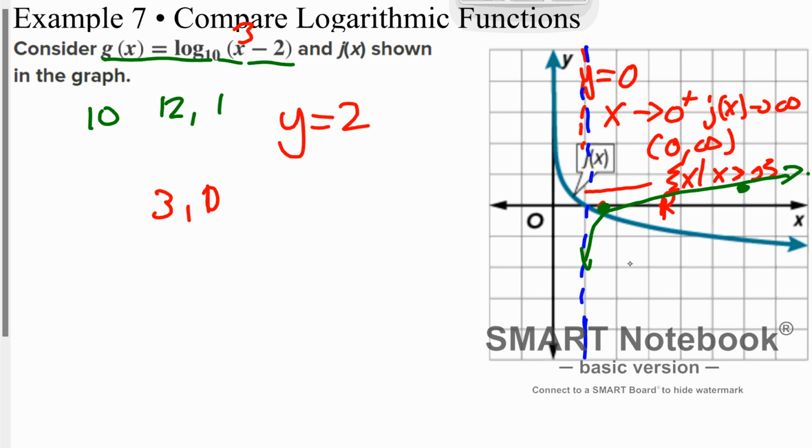All right, so this one, my vertical asymptote would be x equals 2. It moved over 2, so move to the right 2. And then as x gets closer to this number, as x approaches 2 from the right, my g of x's, those are my y values for this function, go to negative infinity. And then my domain is everything greater than 2, right, I can say that. And then my range, again, is all real numbers because it keeps going down and keeps going up.